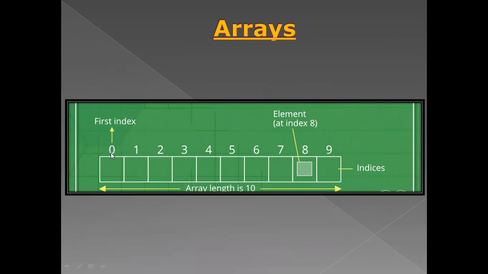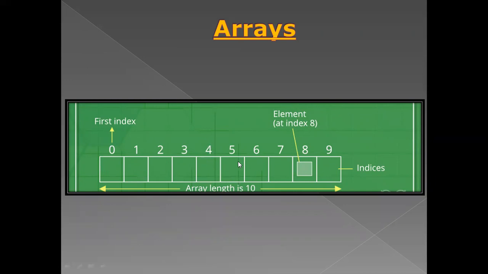So this is the first index. We can say this element is at index 8. This whole thing is known as indices. Indices means the whole thing. So if I want to check what is the value at index 4, I just check at A4 here. So here the value is at A4.